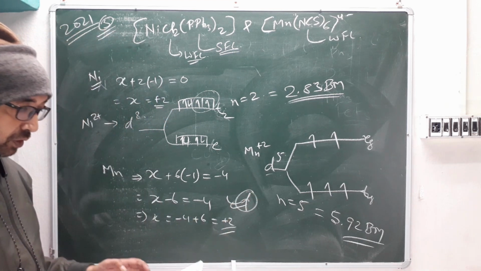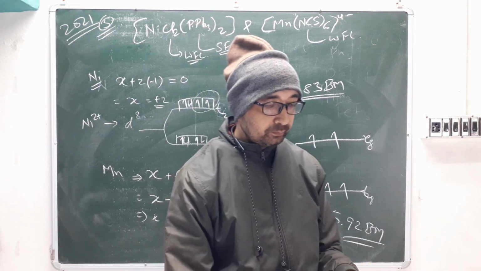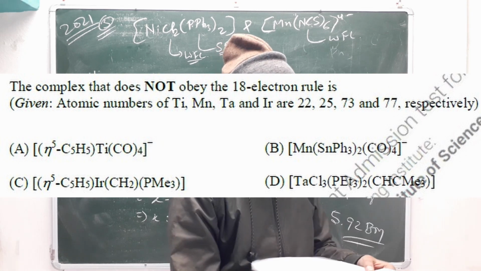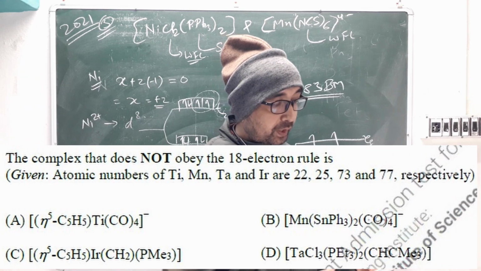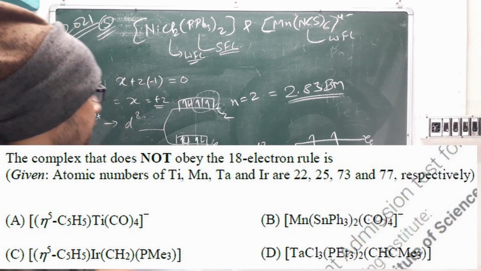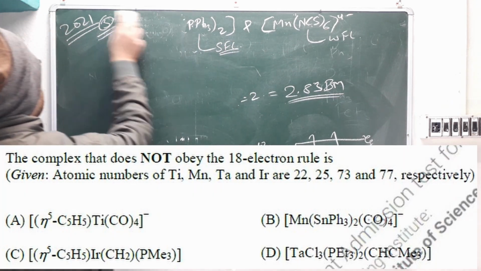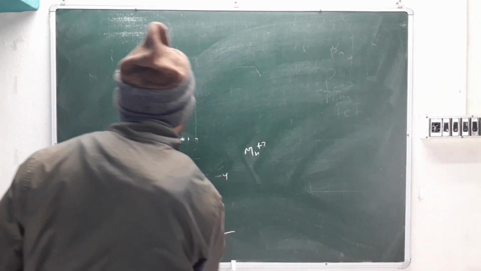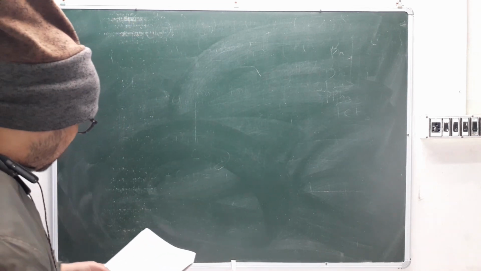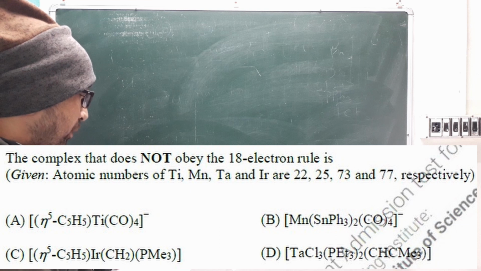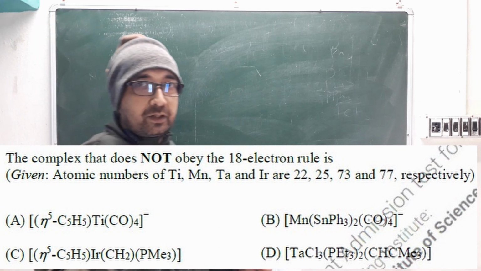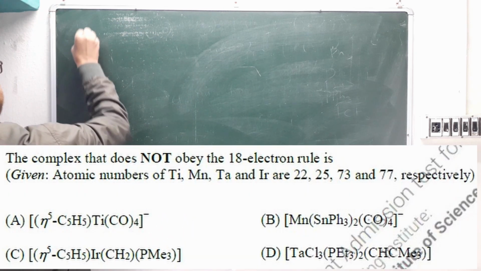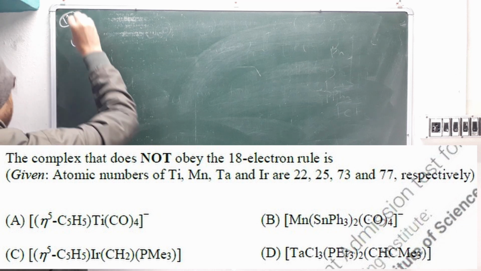Okay, we'll see the next question, what they have asked. Okay, the complex that doesn't obey the 18 electron rule. This will take very little time to solve. This is also from 2021. We are solving questions from 2021. So this question: the complex that doesn't obey the 18 electron rule. 4 options you can see on the screen. One by one I'll take them and we'll see whether each follows the 18 electron rule or not. So first we'll take option A. This is question number 12 from 2021, right.